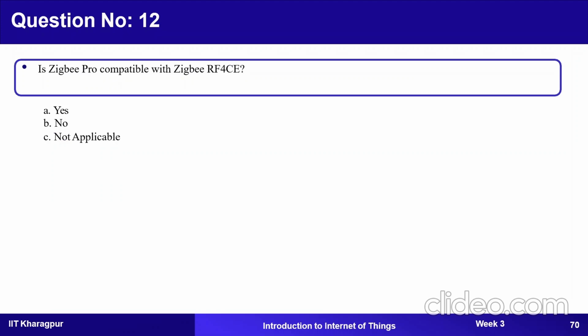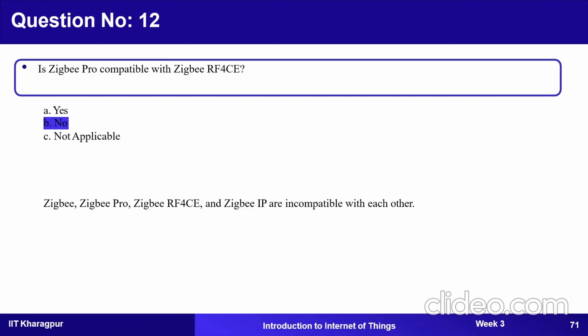Next question is, is ZigBee Pro compatible with ZigBee RF4CE? Options are yes, no, not applicable. Basically these ZigBee Pro, ZigBee RF4CE and ZigBee IP are incompatible with each other. So the correct option for this question is no, because all these protocols, that is ZigBee Pro, ZigBee RF4CE, ZigBee IP are incompatible.